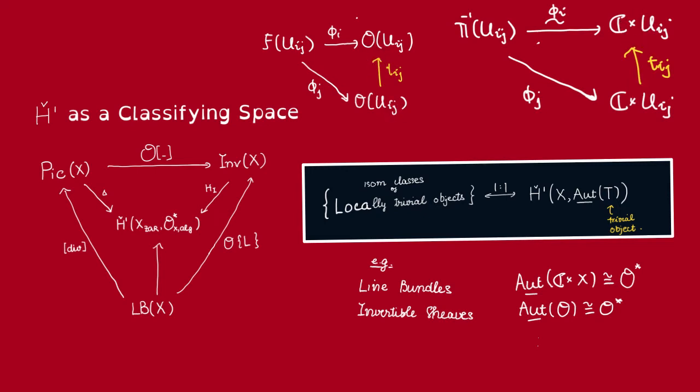So the general principle is as follows. We have some notion of trivial object. Generally, the isomorphism classes of locally trivial objects are going to be in one-to-one correspondence with the H1 cohomology with coefficients in the automorphism sheaf of the trivial object. In the specific case we were looking at, the automorphism of the trivial line bundle and the automorphism of the trivial invertible sheaf, which is O, both of these are isomorphic to the sheaf O star. So now let's see why.